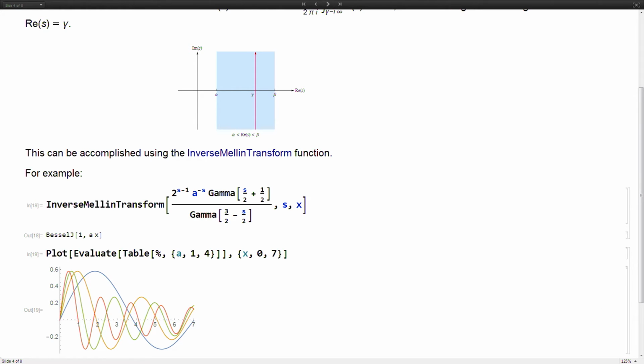So let's go on now to Mellin convolution.